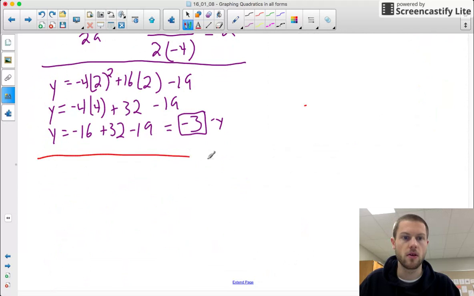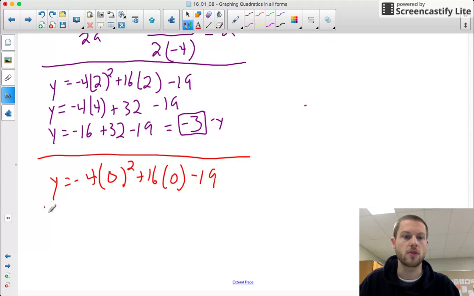Y is going to equal -4, and let's start with 0. 0 squared plus 16 times 0 minus 19. 0 is nice because all of these go away. 0 squared times anything goes away. This goes away, and what I'm left with is -19.